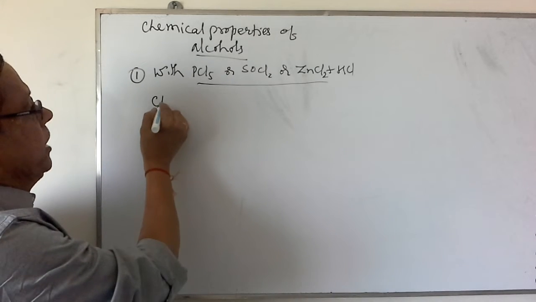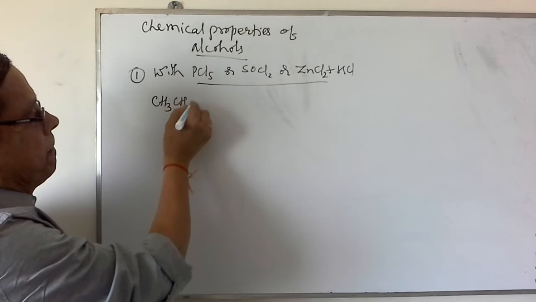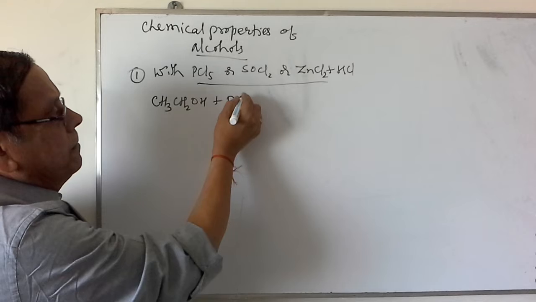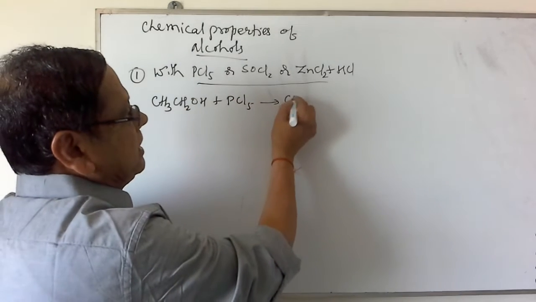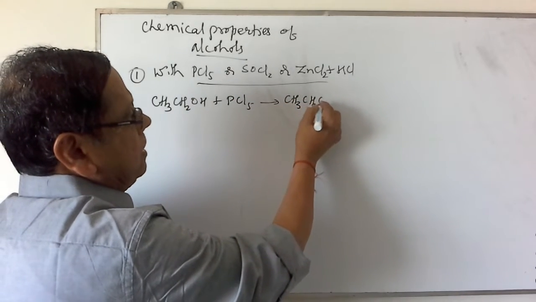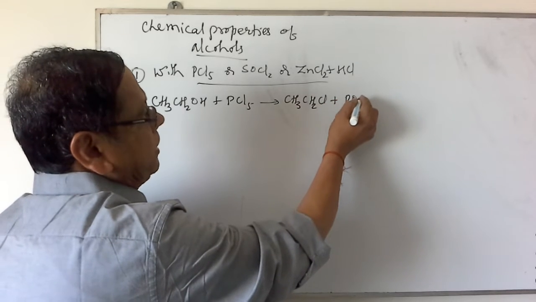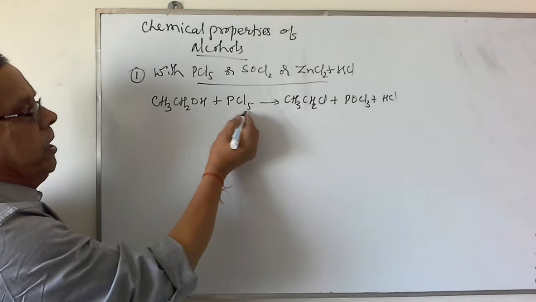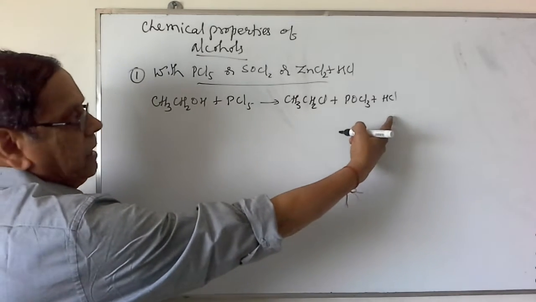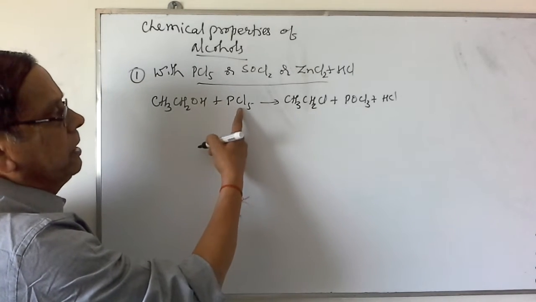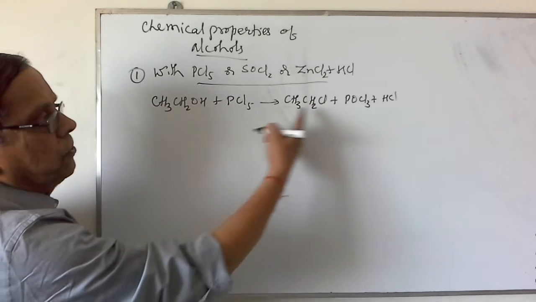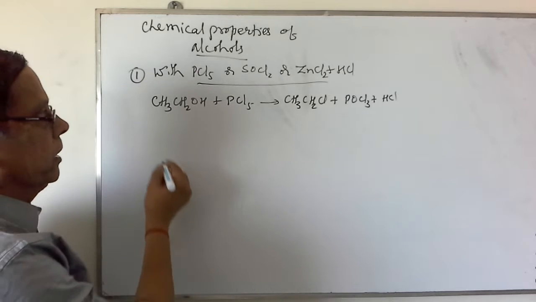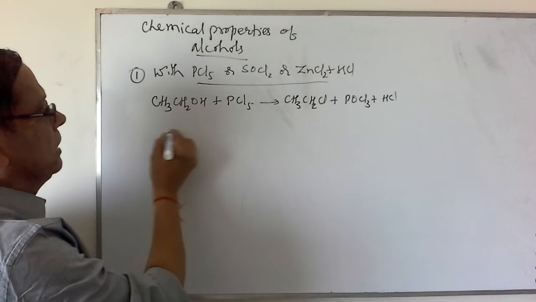For example, if you take CH3CH2OH, when you treat this with PCl5, it gives rise to CH3CH2Cl along with POCl3 and HCl. One chlorine atom with hydrogen, HCl is formed. The remaining three chlorine atoms and phosphorus give rise to POCl3, phosphorus oxychloride, and ethyl chloride is the main product.